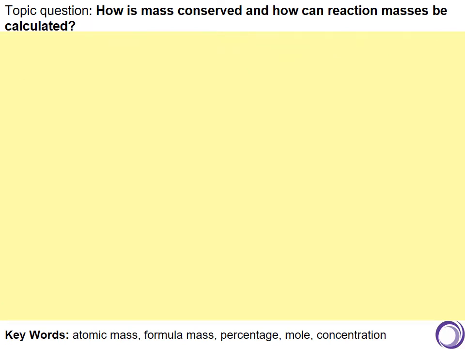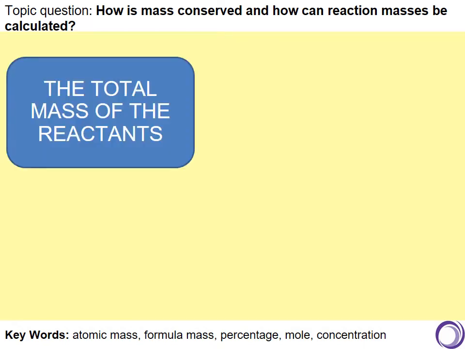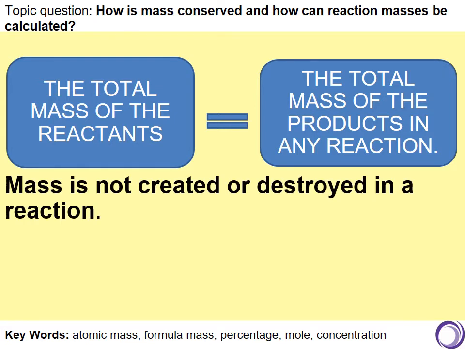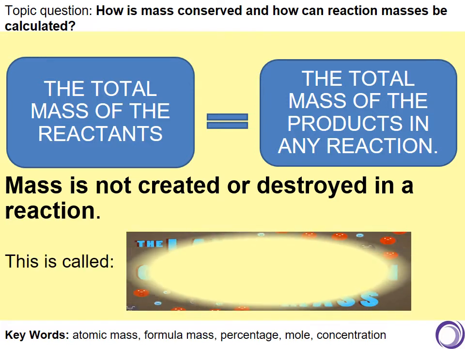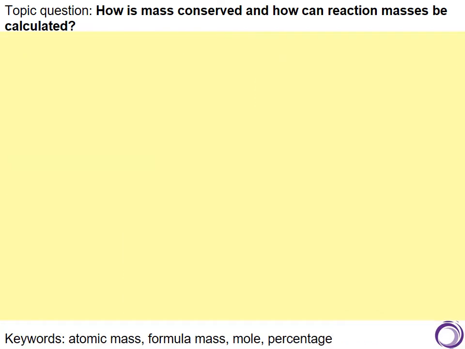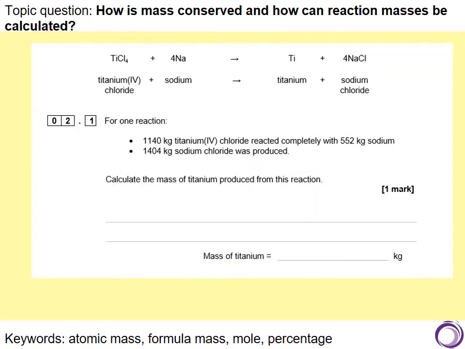The pictures we've just seen are important because we can apply this to chemistry, where the total mass of the reactants is equal to the total mass of the products in any reaction. This means mass is not created or destroyed in the reaction, and we call this the law of conservation of mass. This can be employed then in examination style questions.